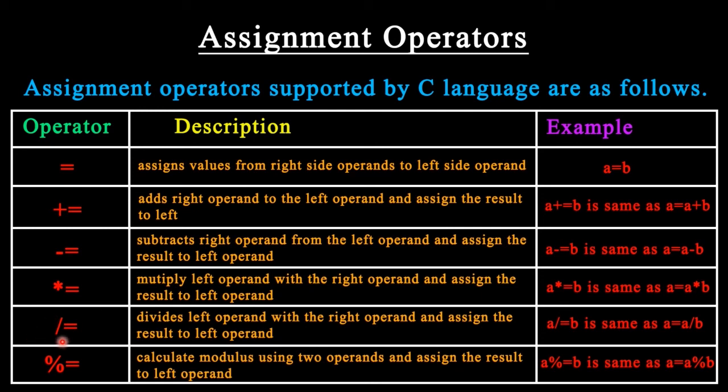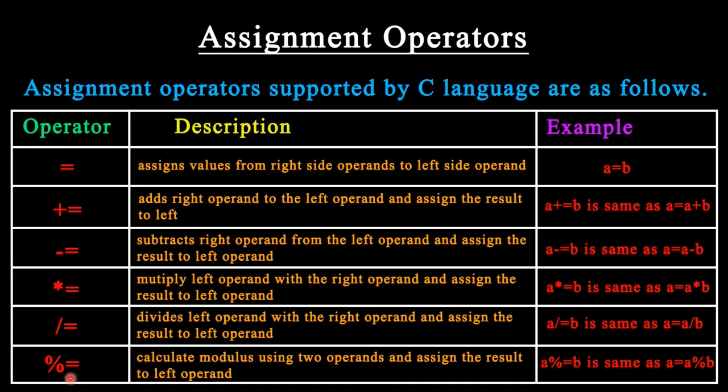Then our next operator is forward slash equals. That means divide equals. What it does is it divides the left operand by the right operand and assigns the result to the left operand, which means A divide equals B is the same as writing A equals A divided by B. So instead of writing A equals A divided by B, we can just simply write A divide equals B.